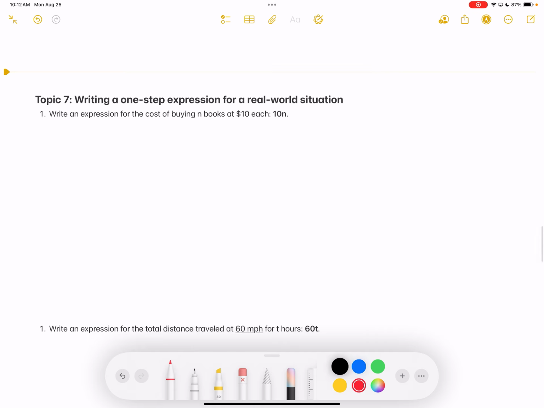Write a one-step expression for a real-world situation. So write an expression for the cost of buying n books at $10 each. If I buy 1, it's $10. If I buy 2, it's $20. If I buy 3, it's $30. So I do 10 times n. They'll tell you which variable to use there. But that is changing based on how many books that I buy or you buy or whatever.